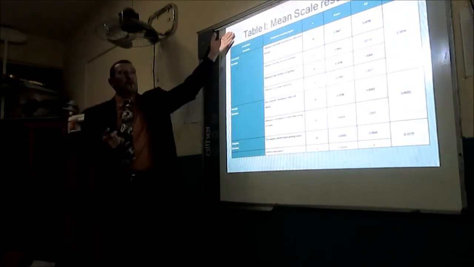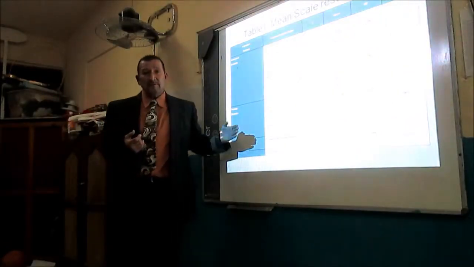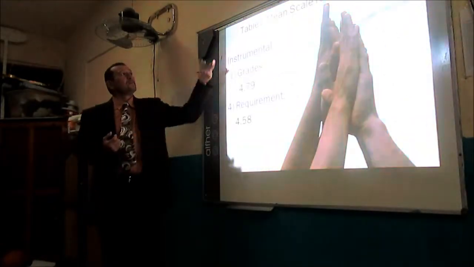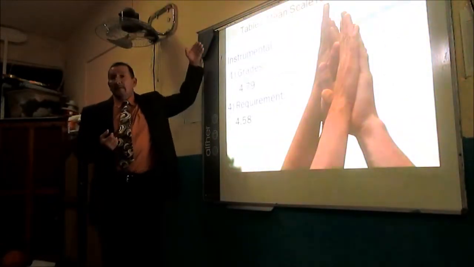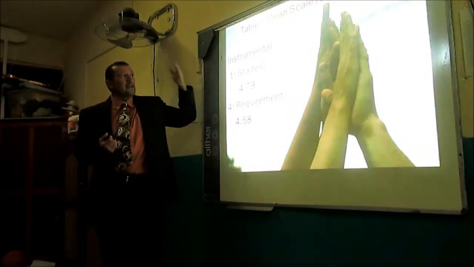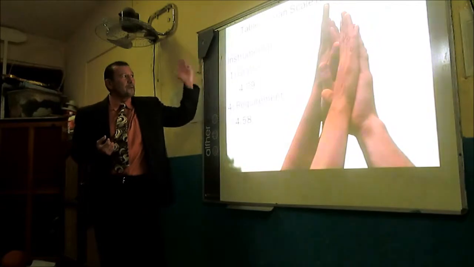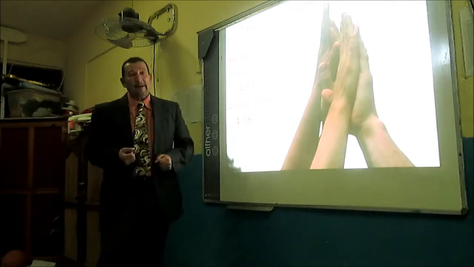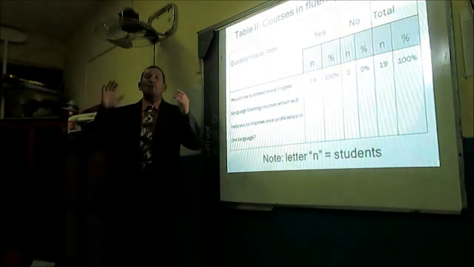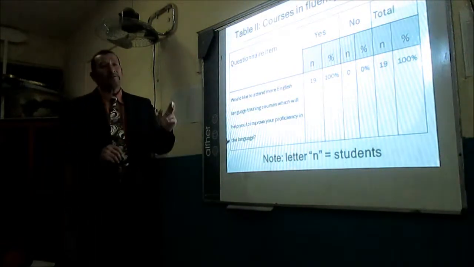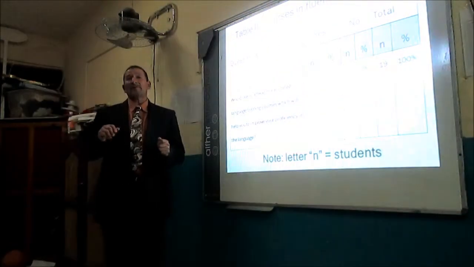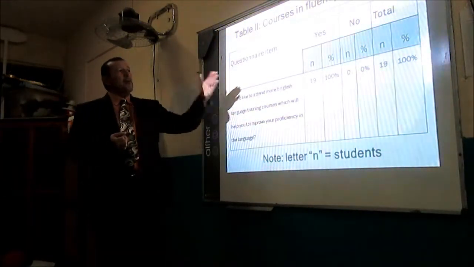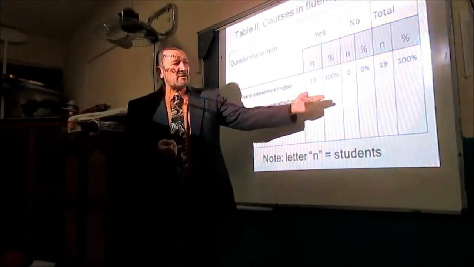This is to measure motivation, which is a little hard to measure if you don't do your homework. You use a mean scale. As you can see on table 1, the mean scale results show most of the students measured higher on instrumental motivation, which are the grades at 4.79, and requirement for the school at 4.58. Now, on the second part of the motivation scale, I asked the students if they wanted to take more fluency lessons, and all of them voted for it. 19 of the students, a 100% response.